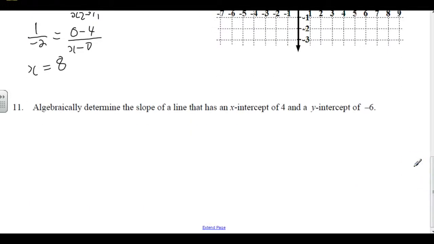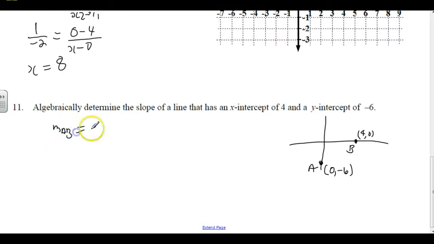Algebraically determine the slope of a line that has an x-intercept of 4 and a y-intercept of negative 6. X-intercept of 4, so this is the point 4, 0, and a y-intercept of negative 6, this is 0, negative 6. And we want to algebraically determine the slope. Well, very easy to do, really. We've got our 2 points going left to right. Let's call that A and call that B. So the slope of AB is y2 minus y1 over x2 minus x1.